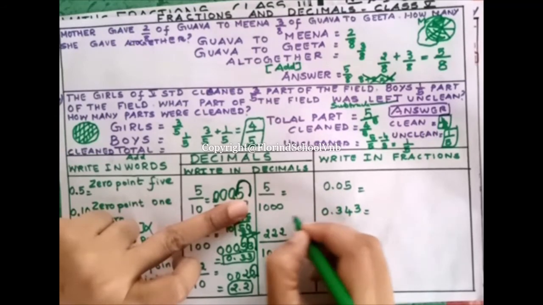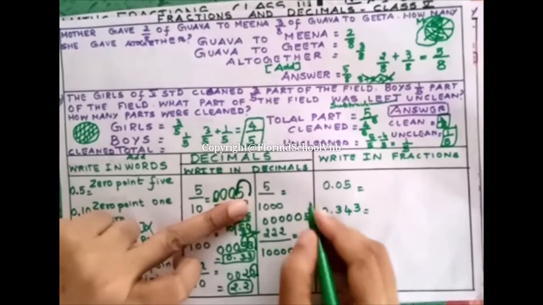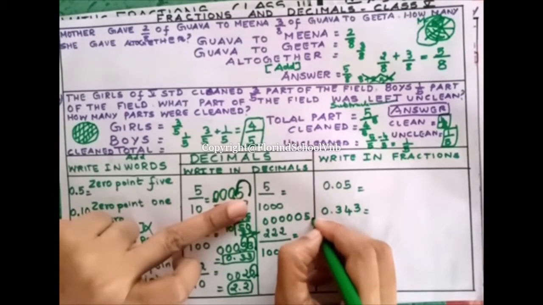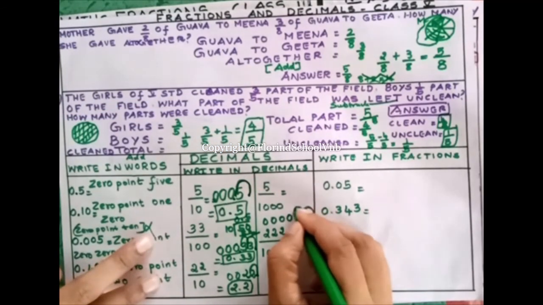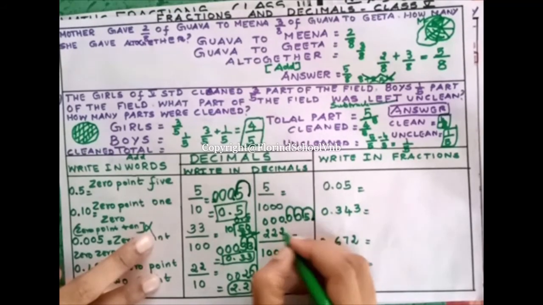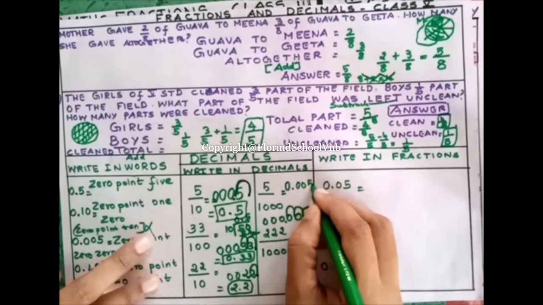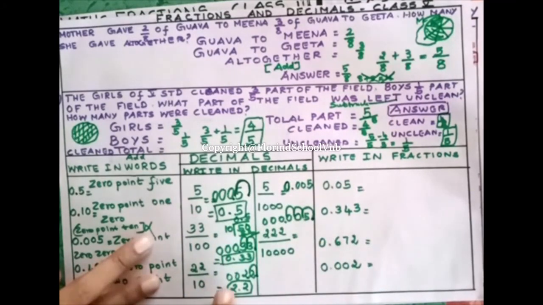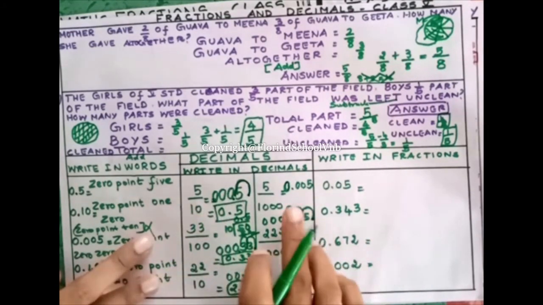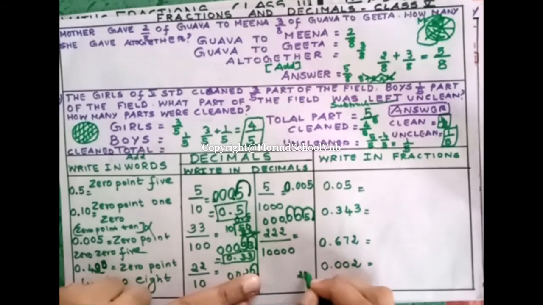Now how many zeros? 1 5, right? 1 2 3 4 5. Now keep a point near 5. How many zeros are there? 1 2 3. Shift 1 2 3. So right answer is 0.005. Don't forget to write the 0. 0.005 answer.